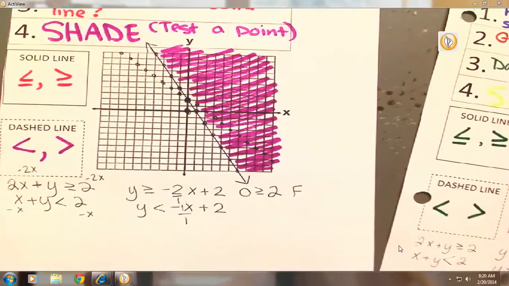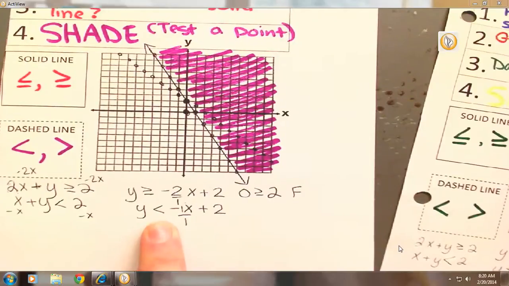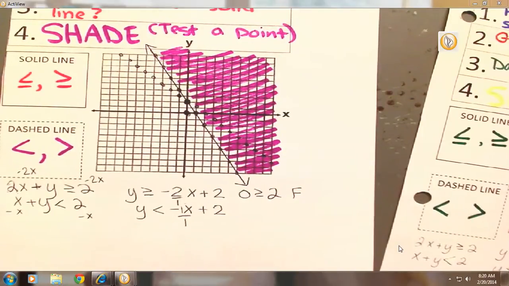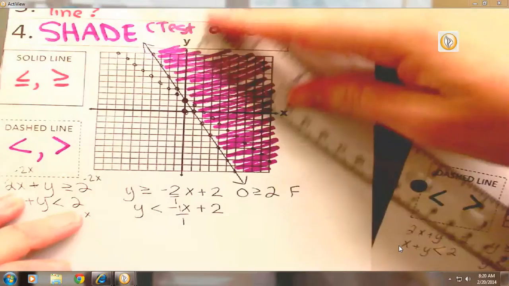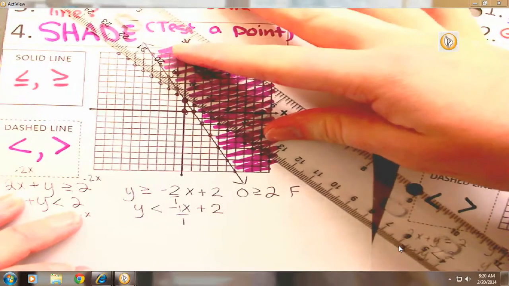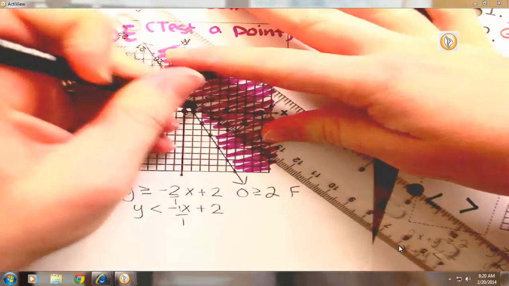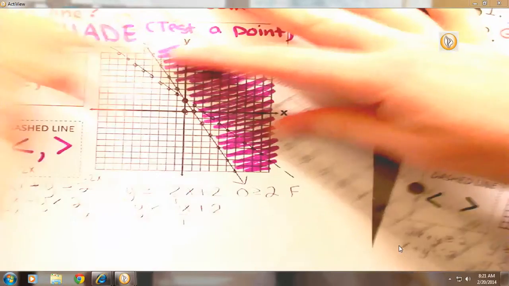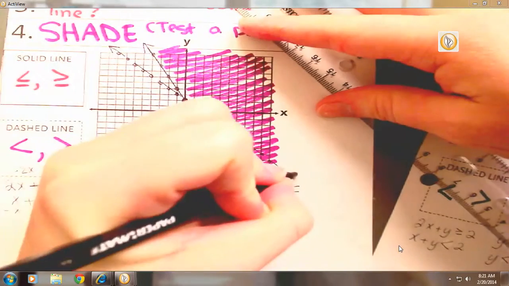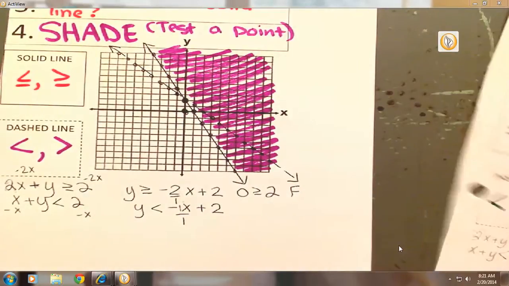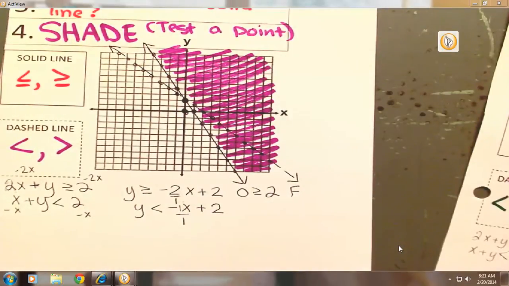Now, will this be a dash or a solid line? A dash, and how do we know? It's not equal to, it's just less than. So take your straight edge and we would draw in a dashed line. Alright, so we do need to shade this one as well.